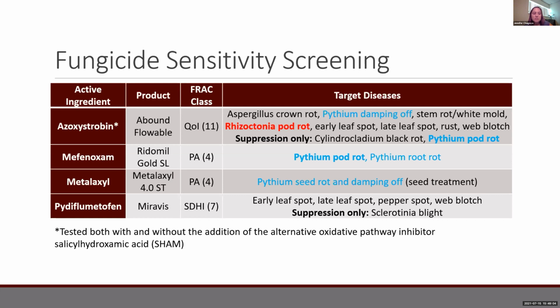in vitro with QOI fungicides, so that our results are more comparable to what would happen in vivo. Next are the phenylamides, mefenoxam and metalaxyl. Mefenoxam was tested in the form of Ridomil Gold SL, and it is used for the control of Pythium pod rot. Metalaxyl was tested in the form of the seed treatment Metalaxyl 4.0 ST, which is for Pythium seedling diseases, not specifically pod rot. Last is the SDHI, pydiflumetofen, in the form of Miravis. This is not effective against pod rot, but it is commonly used in a fungicide program.